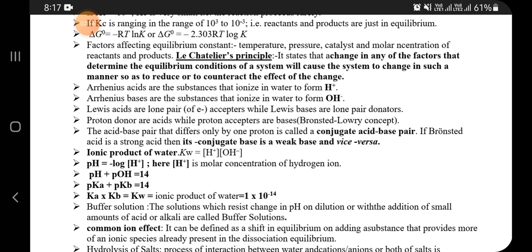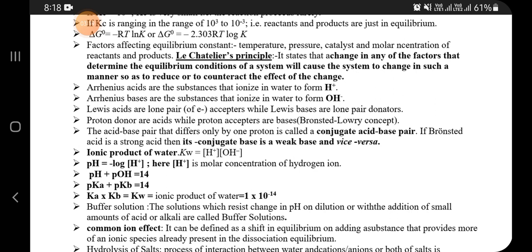The most important principle of this chapter is Le Chatelier's principle, which states that a change in any of the factors that determine the equilibrium conditions of a system will cause the system to change in such a manner so as to reduce or to counteract the effect of the change.